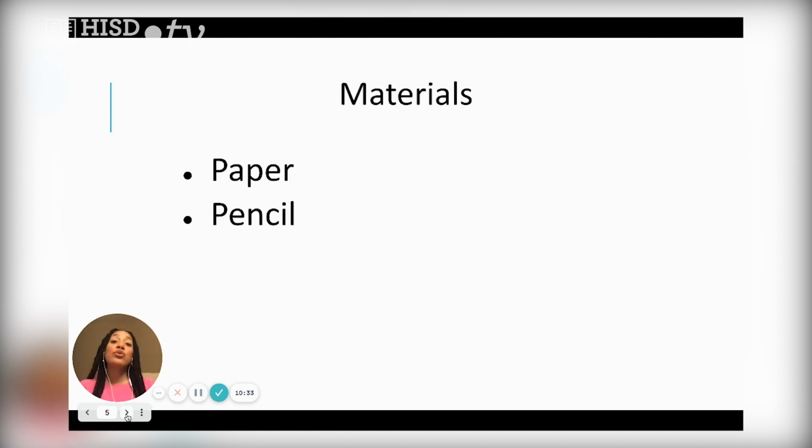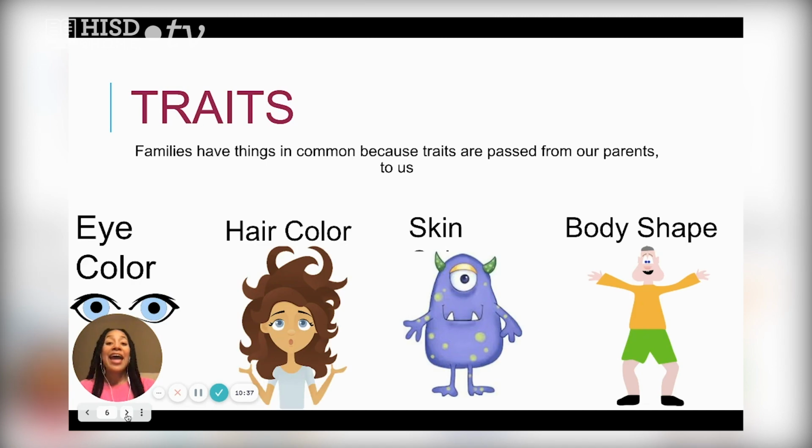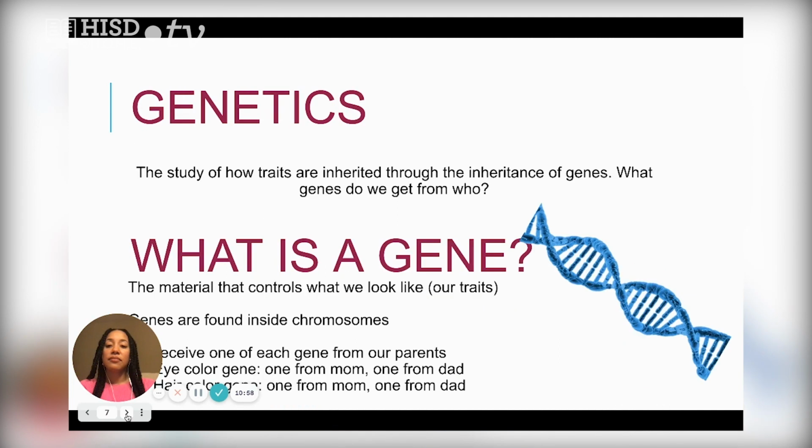So the materials you will need for today's session just include paper and pencil. And let's start off with, what is a trait? A trait is everything that you see on your screen right now. They are passed from our parents to us. Examples of traits could be eye color, hair color, skin, and body shape. Genetics is the study of how traits are inherited from the inheritance of genes.